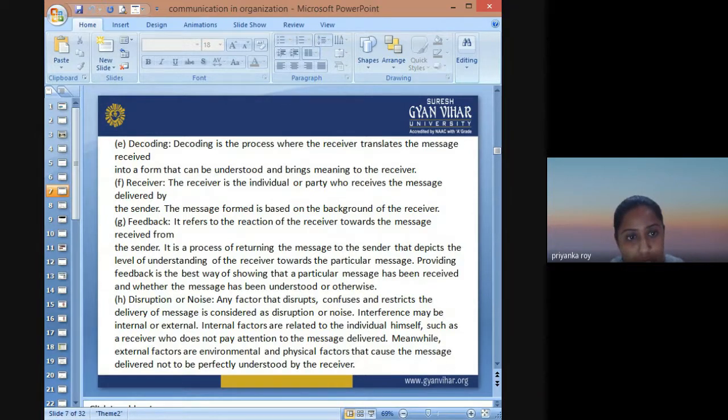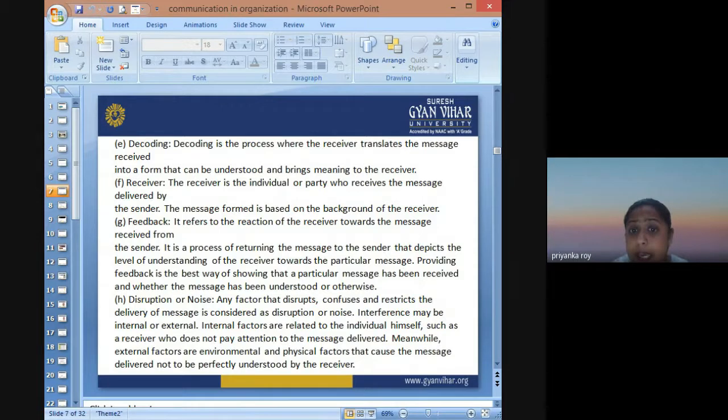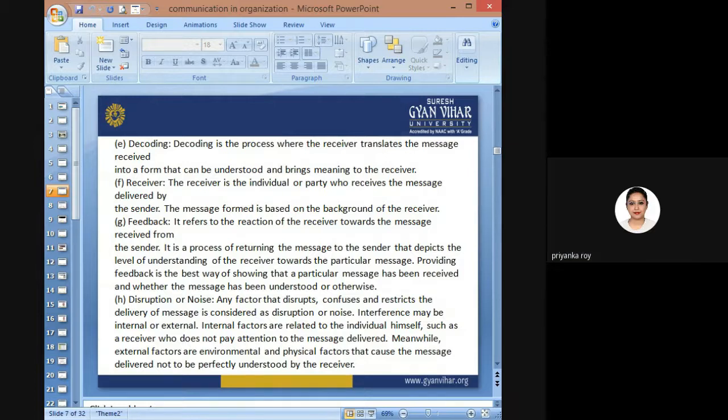Okay, so disruption or noise. Disruption and noise are the factors that disrupt, confuse, and restrict the delivery of information or message, and are considered as noise or disruption. Now, interference may be internal or external. The internal factors are related to the individual, oneself, such as the receiver who does not pay attention to the message delivered and will not understand the message. Meanwhile, the external factors are environmental and physical factors that cause the message delivered not to be perfectly understood by the receiver.